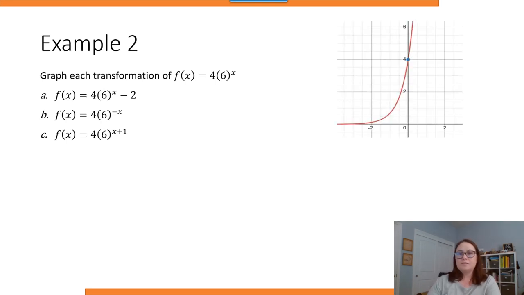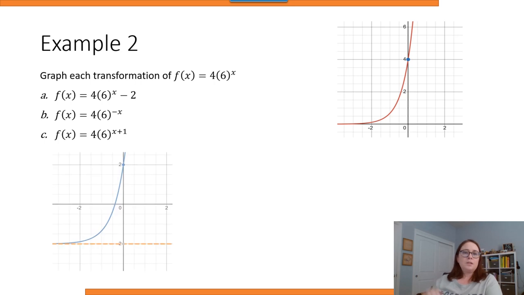Remember, our original graph looked like this. It went through the point (0, 4) and is increasing to the right. So if I just subtract a 2 at the end of the function, so 4 times 6 to the x minus 2, that shifts everything down 2 because it's negative. So now instead of having a y-intercept at (0, 4), it has a y-intercept at (0, 2). And instead of having a horizontal asymptote at 0, it has a horizontal asymptote at -2. So it just takes everything and shifts it down.